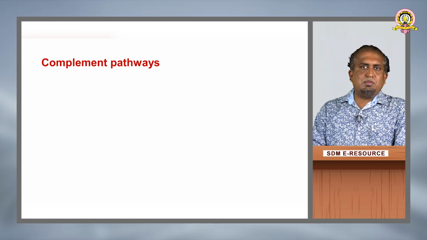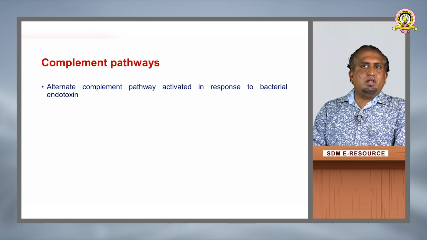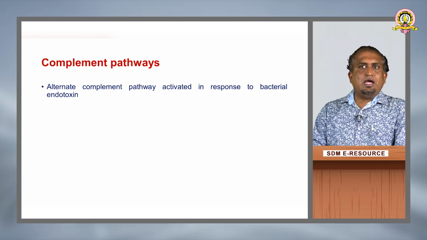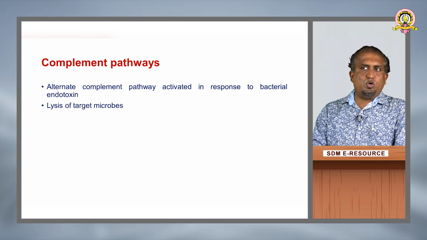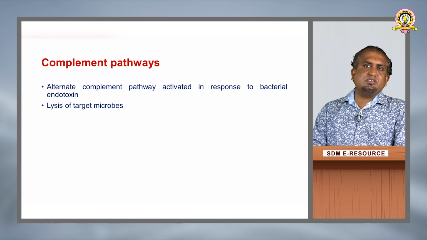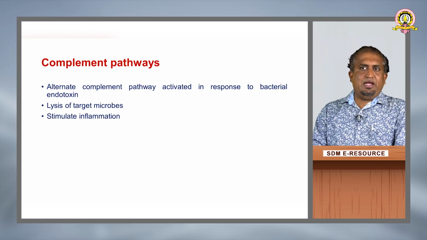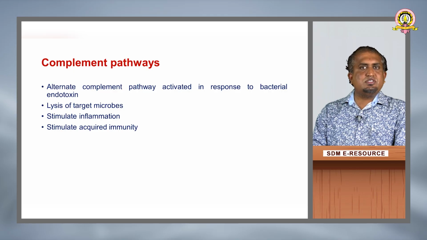So, next one is the complement pathways. Complements are nothing but serum proteins, of which the alternate complement pathway is activated in response to bacterial endotoxins. These bacteria produce endotoxins, and the alternate complement pathway gets activated in response to these endotoxins, and they also lyse the target microbes which are producing the endotoxin. So, this is how they are helpful in innate immunity. They also stimulate the inflammation and they stimulate acquired immunity. So, these are the bridges between acquired immunity and innate immunity.